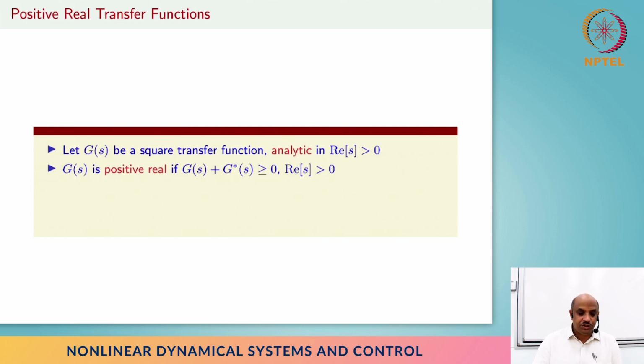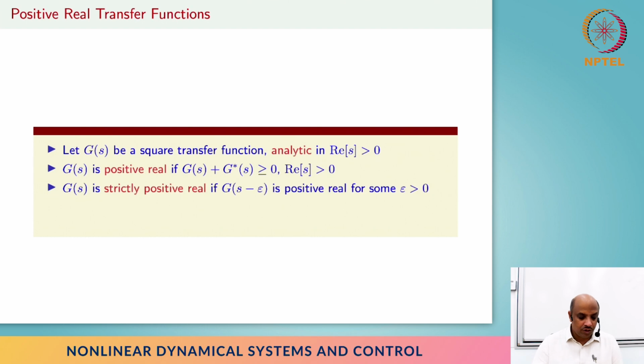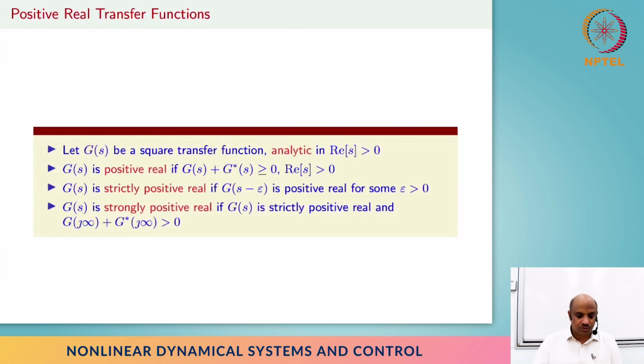Then we define G(s) to be positive real if G(s) plus its Hermitian part G*(s) is greater than or equal to 0 on the side where the real part of s is positive. We call this strictly positive real if G(s - epsilon) is positive real. There are many versions of positive real, such as strongly positive real, which we don't talk about in this lecture. There have been many different papers because it's a very subtle topic.